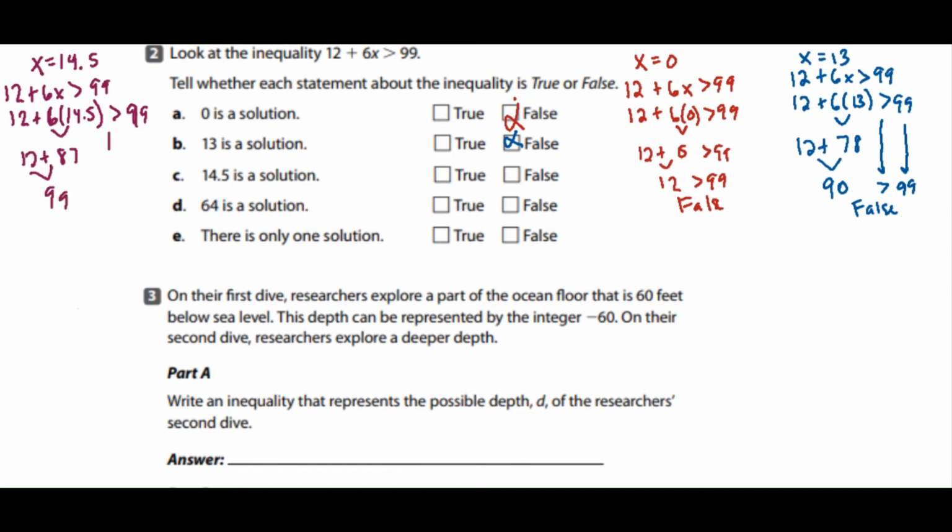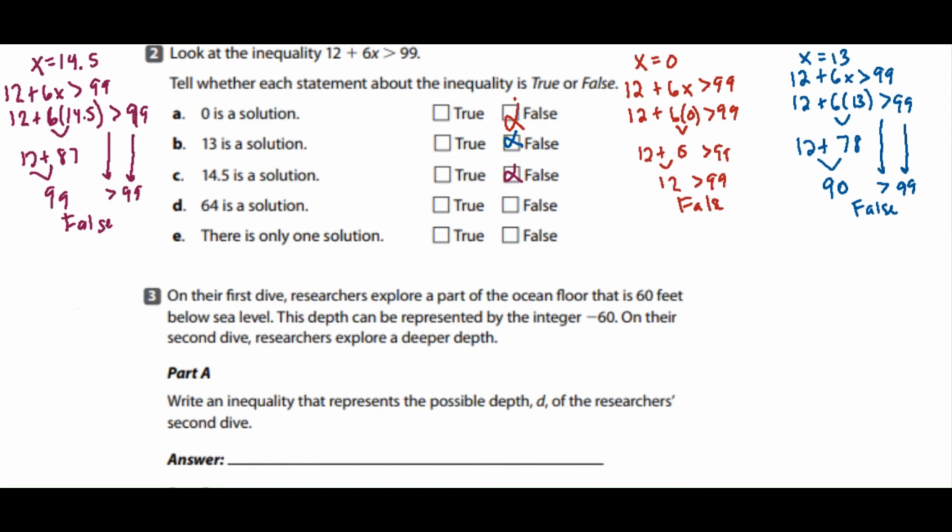And then I'm going to bring my inequality straight down, and I'm going to bring my 99 straight down, and I'm going to read it. Is 99 greater than 99? This is false. So because 99 is not greater than 99, it's actually equal to 99. So that's false as well.